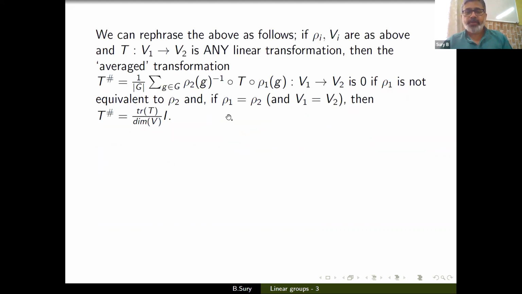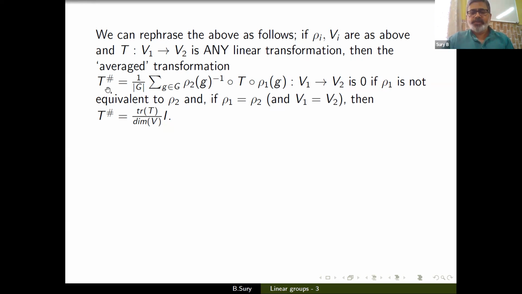So here first I'm taking any linear transformation. And how do you make any linear transformation into something which respects the action? Simply by averaging. In other words, you make this new operator T hash, defined like this: rho 2 of g inverse composed with T composed with rho 1 of g. So rho 1 of g takes V1 to V1, T takes V1 to V2, and rho 2 of g inverse takes V2 to V2. So this is a map from V1 to V2.